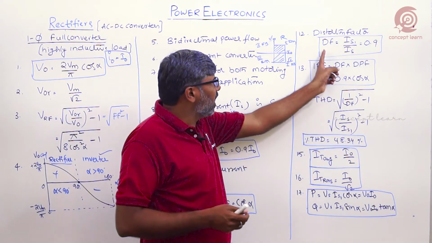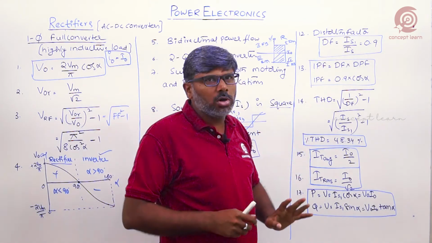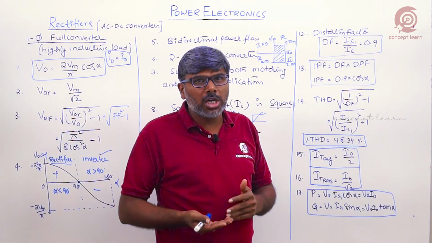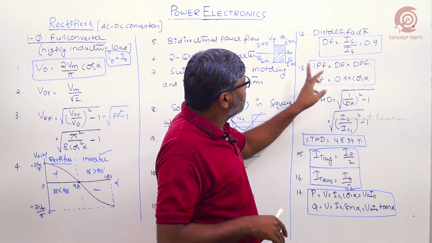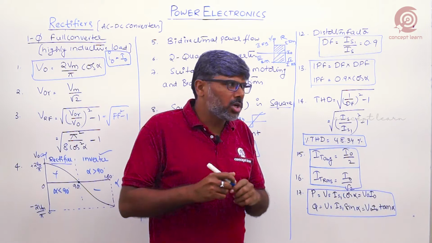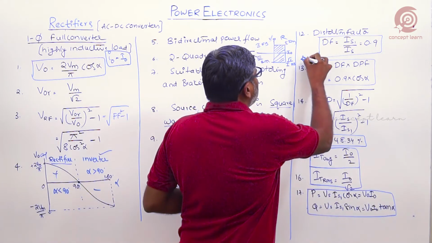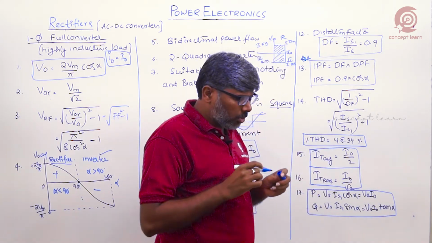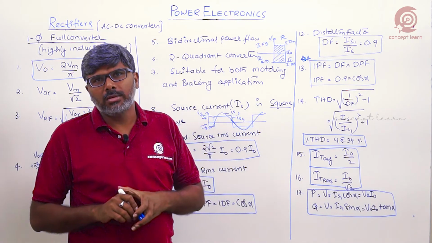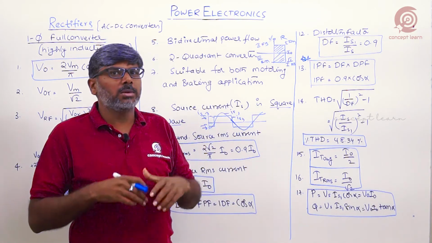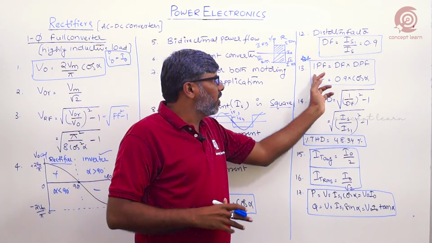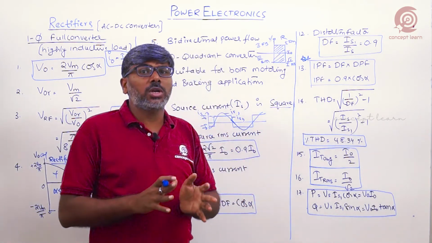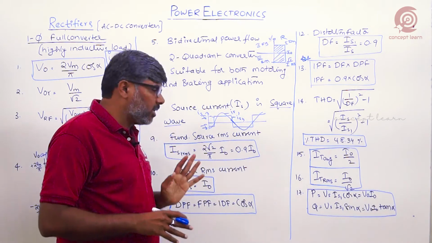Distortion factor can be calculated using the ratio of fundamental source RMS to actual source RMS, that is 0.9. Now the 13th one is a very important thing, the input power factor. What is input power factor? We know the supply power factor. Because supply is AC, it supplies AC power at a particular power factor, right? So how do we calculate supply power factor? It is the product of distortion factor into fundamental power factor.